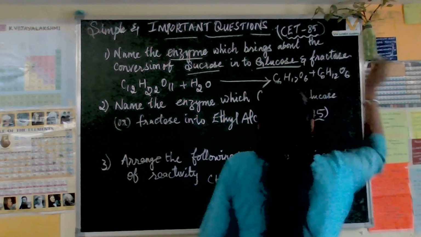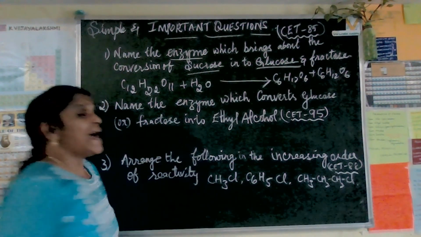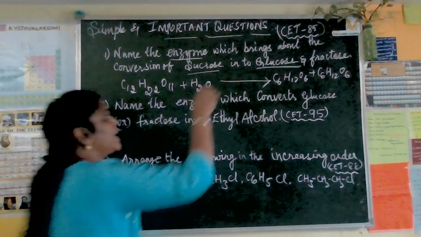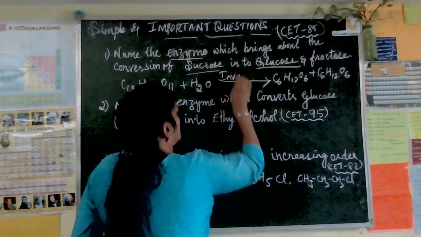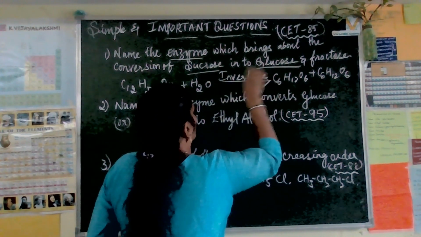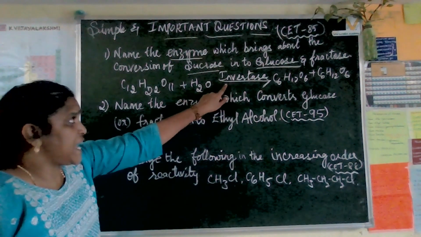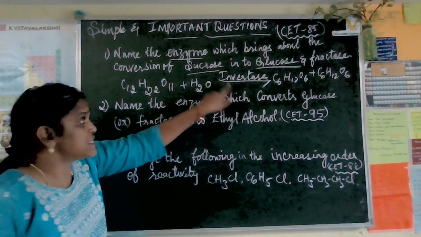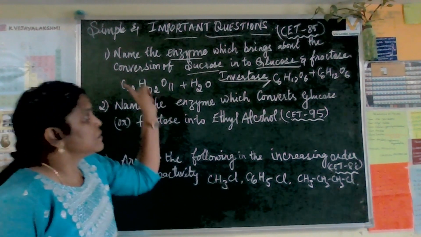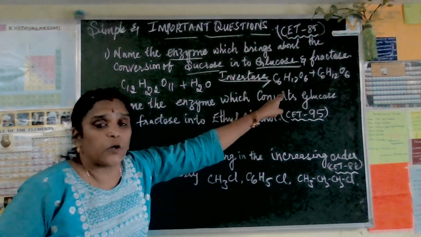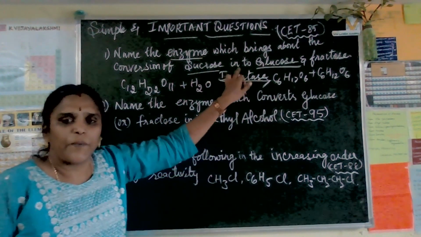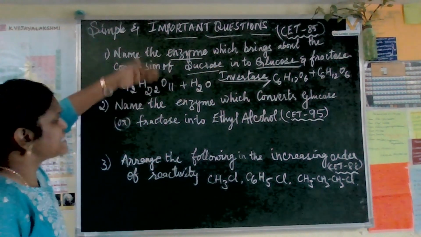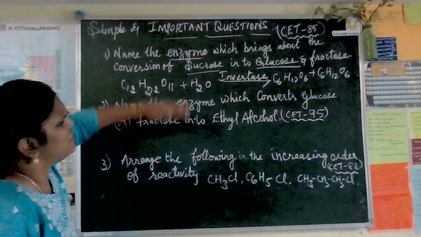C6H12O6, right? Okay, now what is the enzyme? It acts as a catalyst. That is the question. Now, invertase. Invertase is the enzyme which hydrolyzes sucrose, converting it into glucose and fructose. Hope you're clear with the first one, and the second one is also related to it.